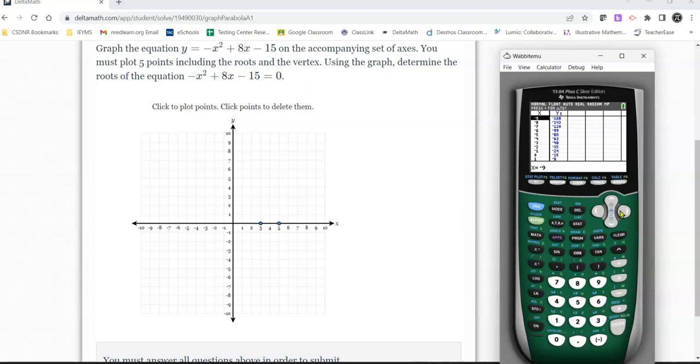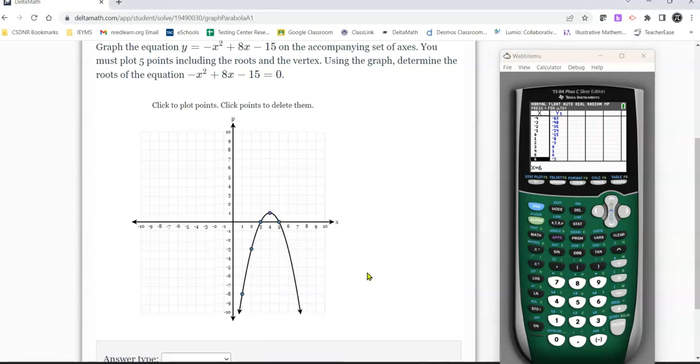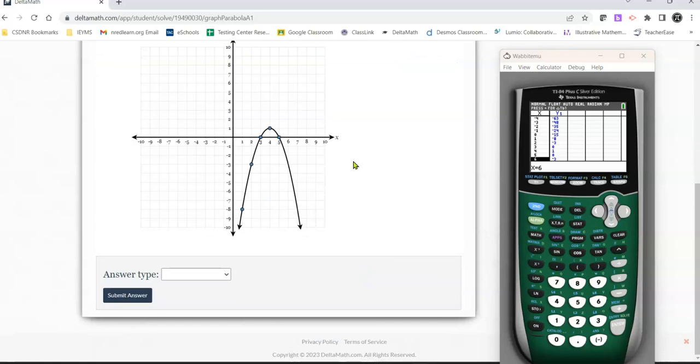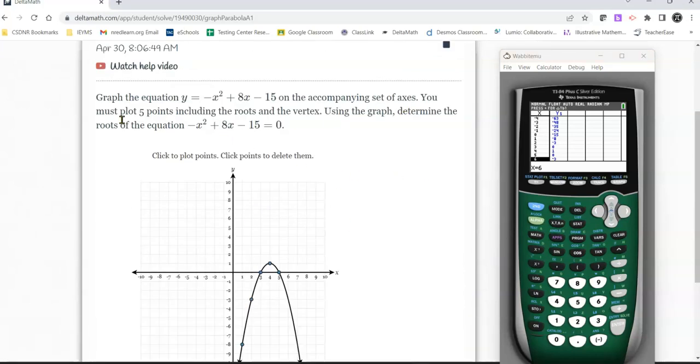Second graph, we look at the table. Whoa, those points are definitely not going to fit. So 1, -8 will fit. 2, -3 will fit. 3, 0, which I got. 4, 1. There it is. Okay. Now it's asking us for identifying, use the graph to identify the roots.